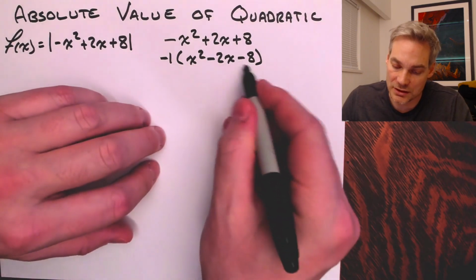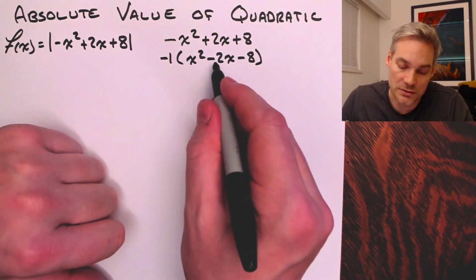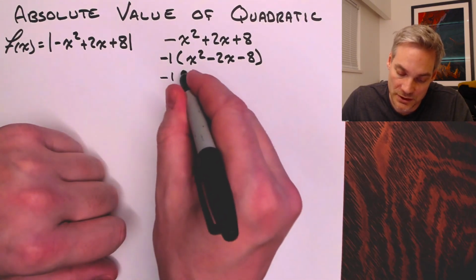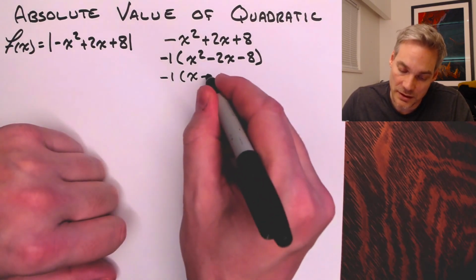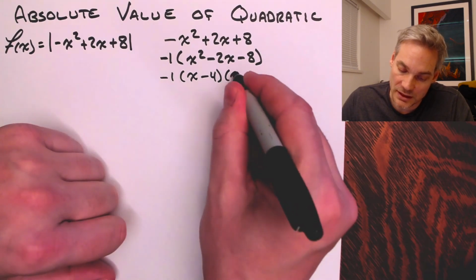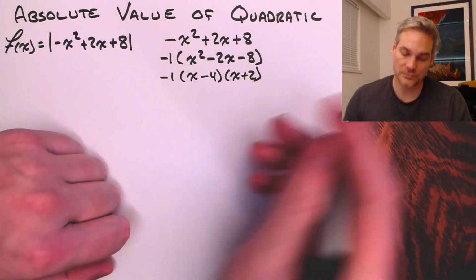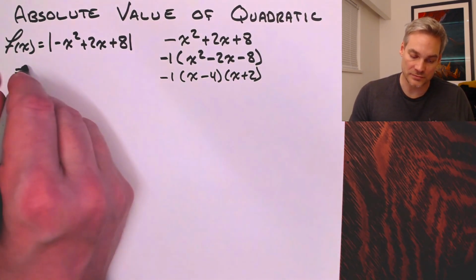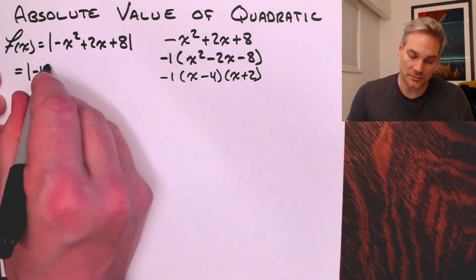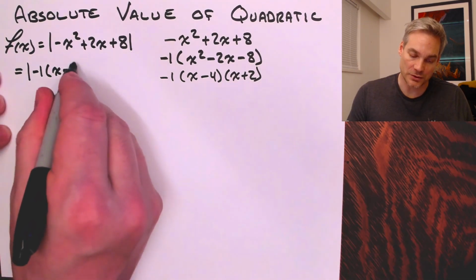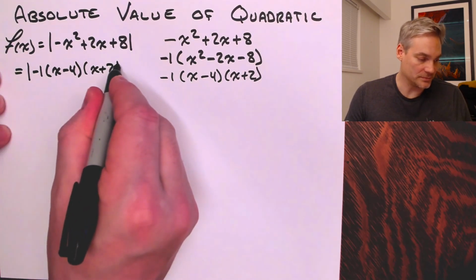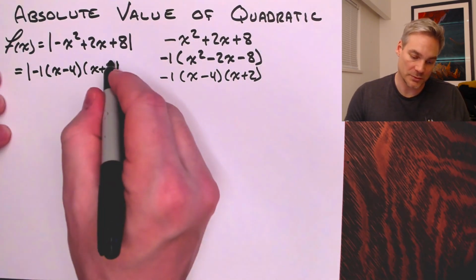Now I can see two things that multiply to negative 8 and add to negative 2. That's going to be negative 4 and 2. So I get negative 1 times (x minus 4)(x plus 2). Okay, so I can substitute this back in. Negative 1 bracket x minus 4 and x plus 2. Close that bracket.